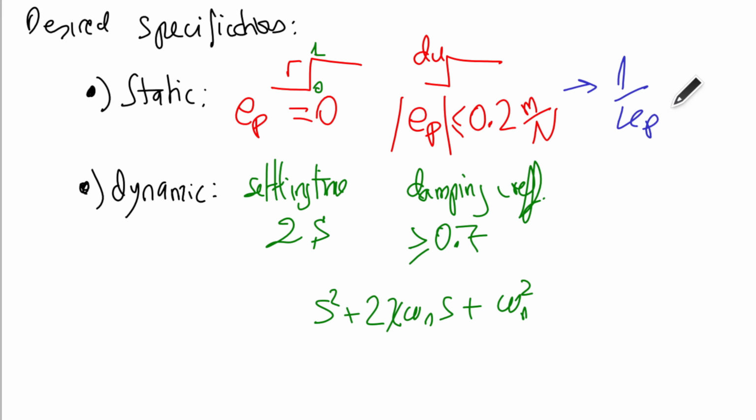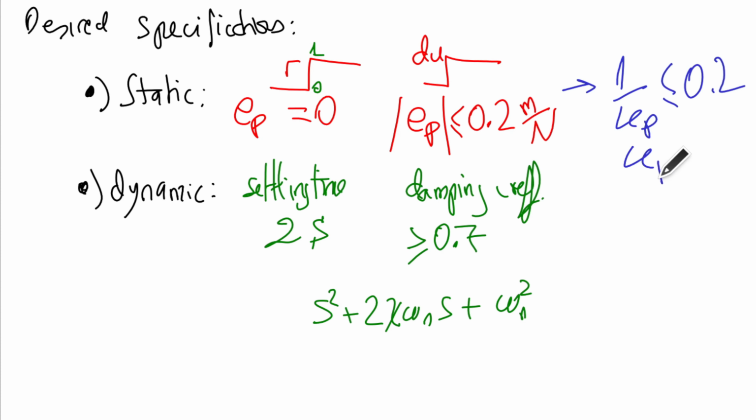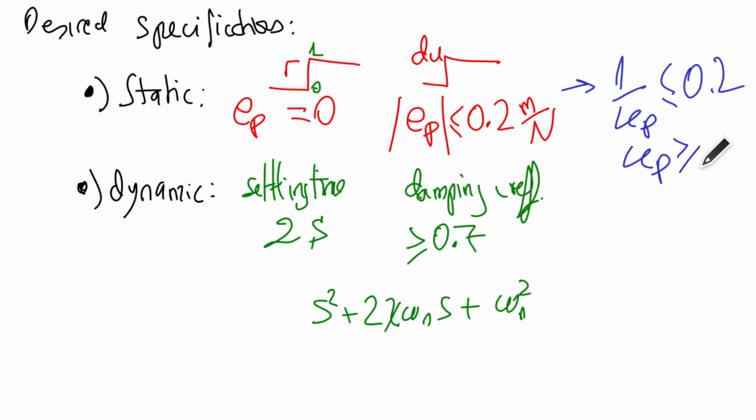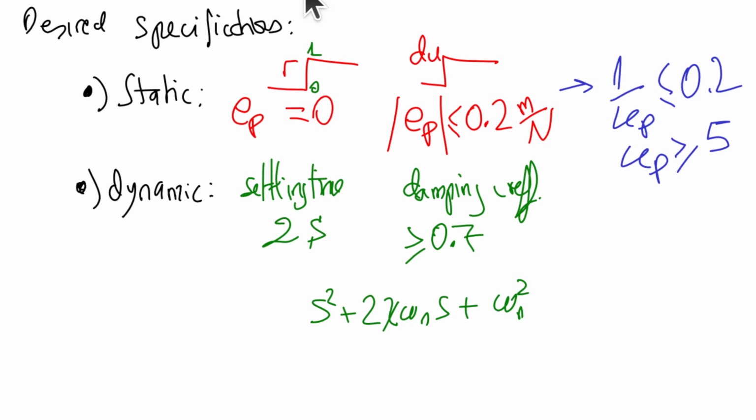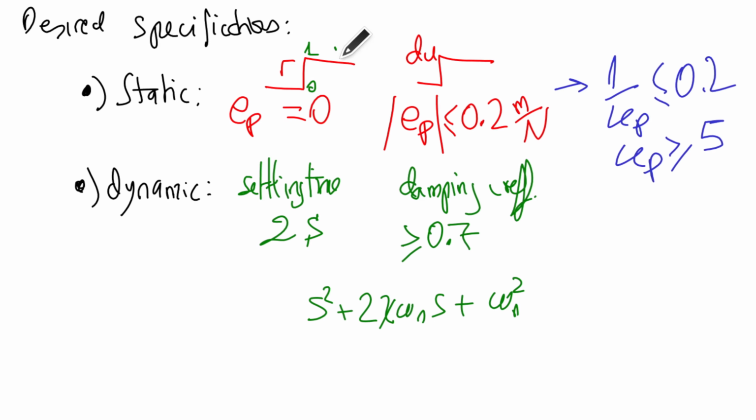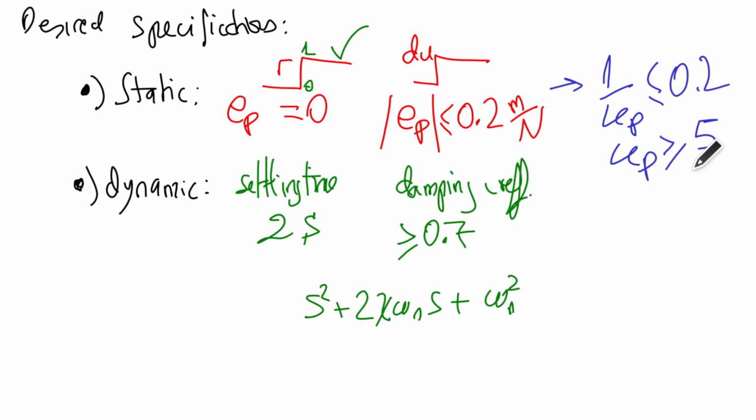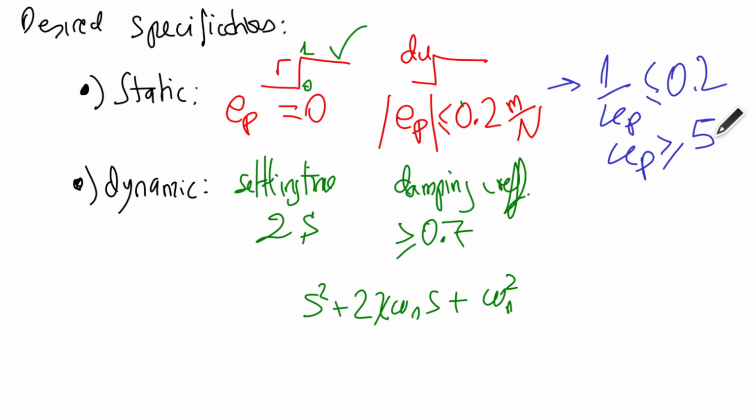1 over kp must be smaller than 0.2, and hence kp must be greater than or equal to 5, 1 over 0.2. Good. Then the static analysis means that this is satisfied with my PD regulator, and the disturbance rejection will be satisfied if kp is greater than 5.